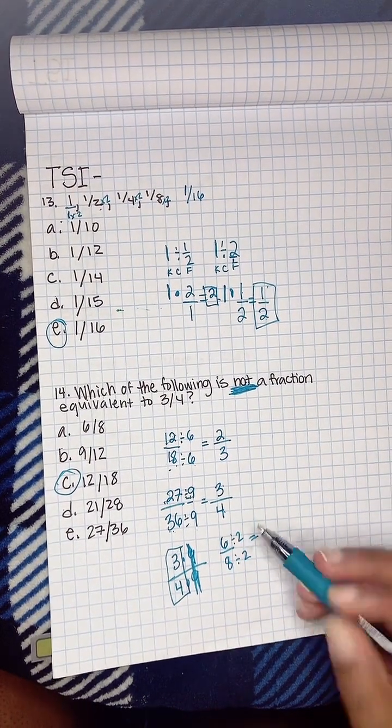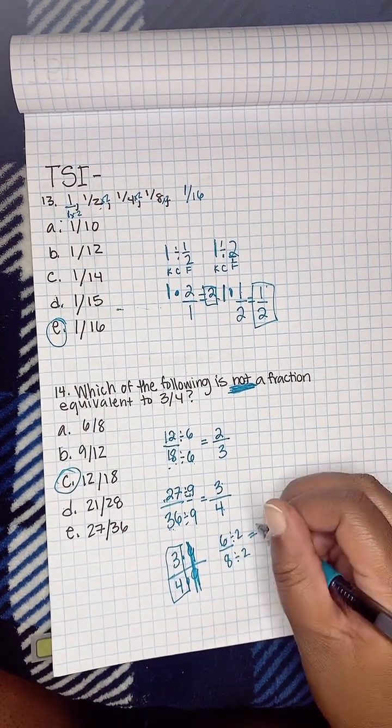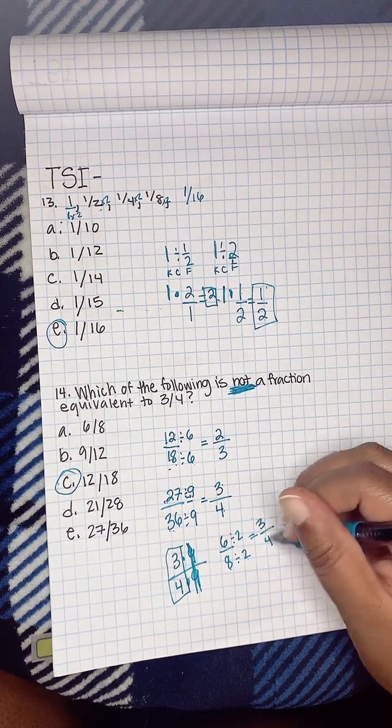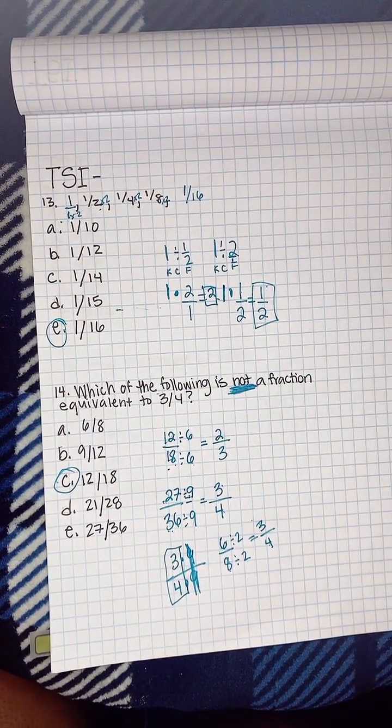Good. You guys got those 2s. So 6 divided by 2 is 3. And 8 divided by 2 is 4. So you see how you have 3/4? It's the same.